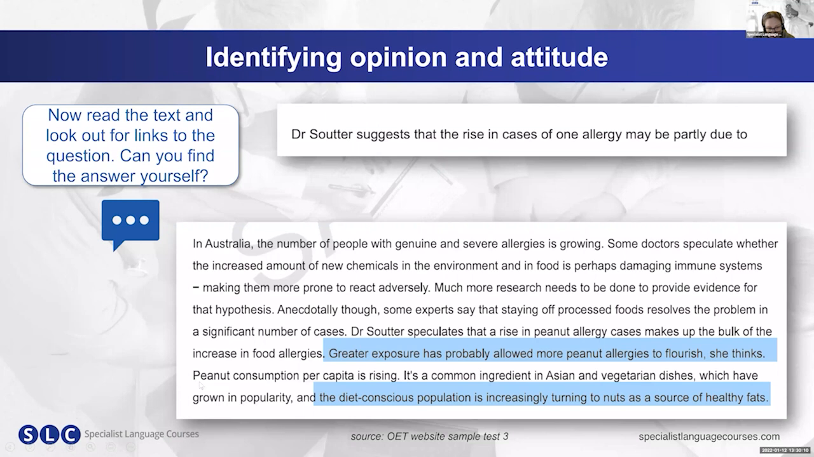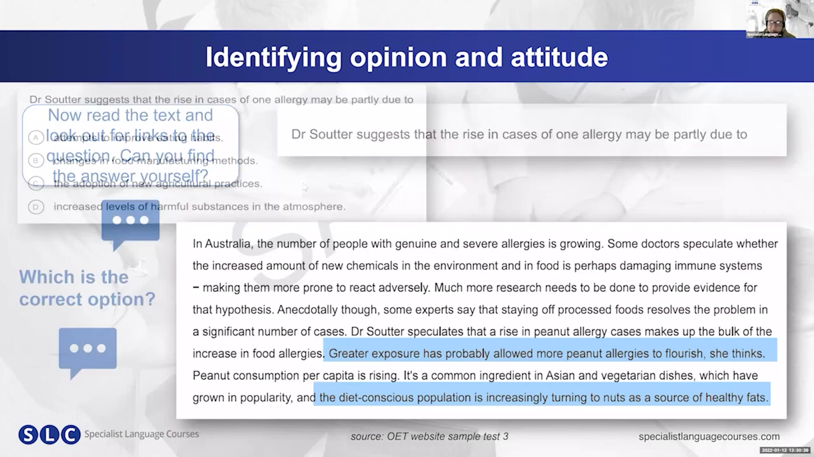And then she goes on to say, you know, peanut consumption is rising. It's a common ingredient. It's grown in popularity. And then it says here, the diet conscious population is increasingly turning to nuts as a source of healthy fats. So suggesting that the increased peanut consumption due to the popularity of Asian and vegetarian dishes and healthy eating is contributing to this rise in allergies.